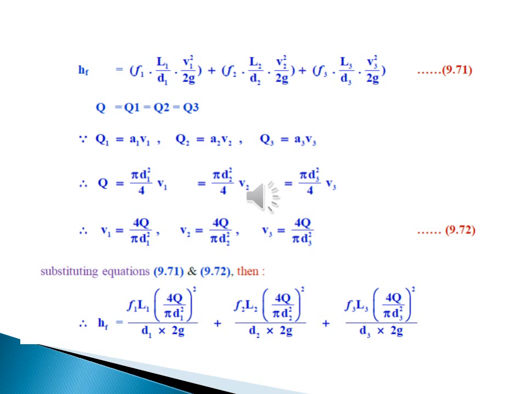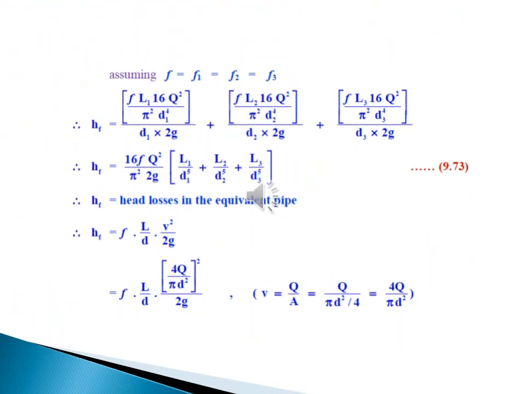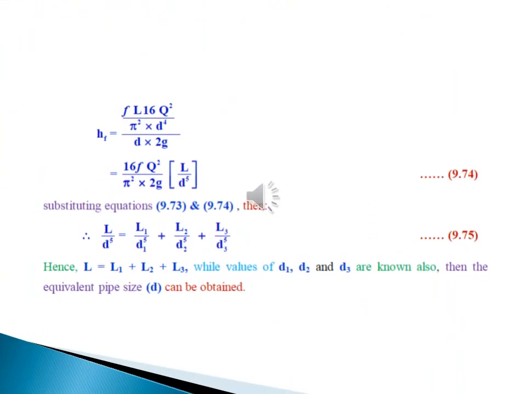The calculation of head losses in equivalent pipe sizes is as shown in the enclosed equation. Follow it, my dear, by yourself. It is so easy and clear. The rest of the calculation of head losses in equivalent pipe sizes is as shown in the enclosed equation.